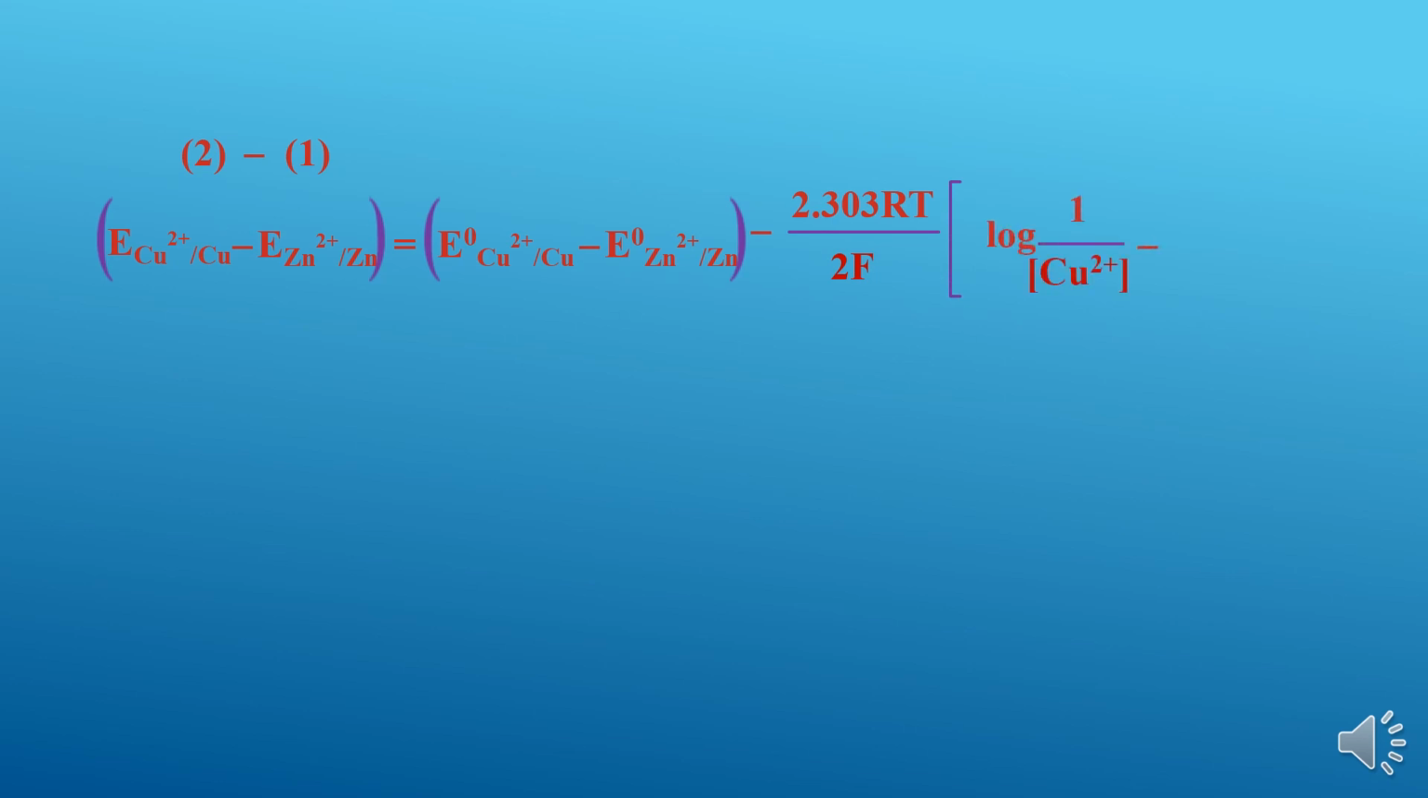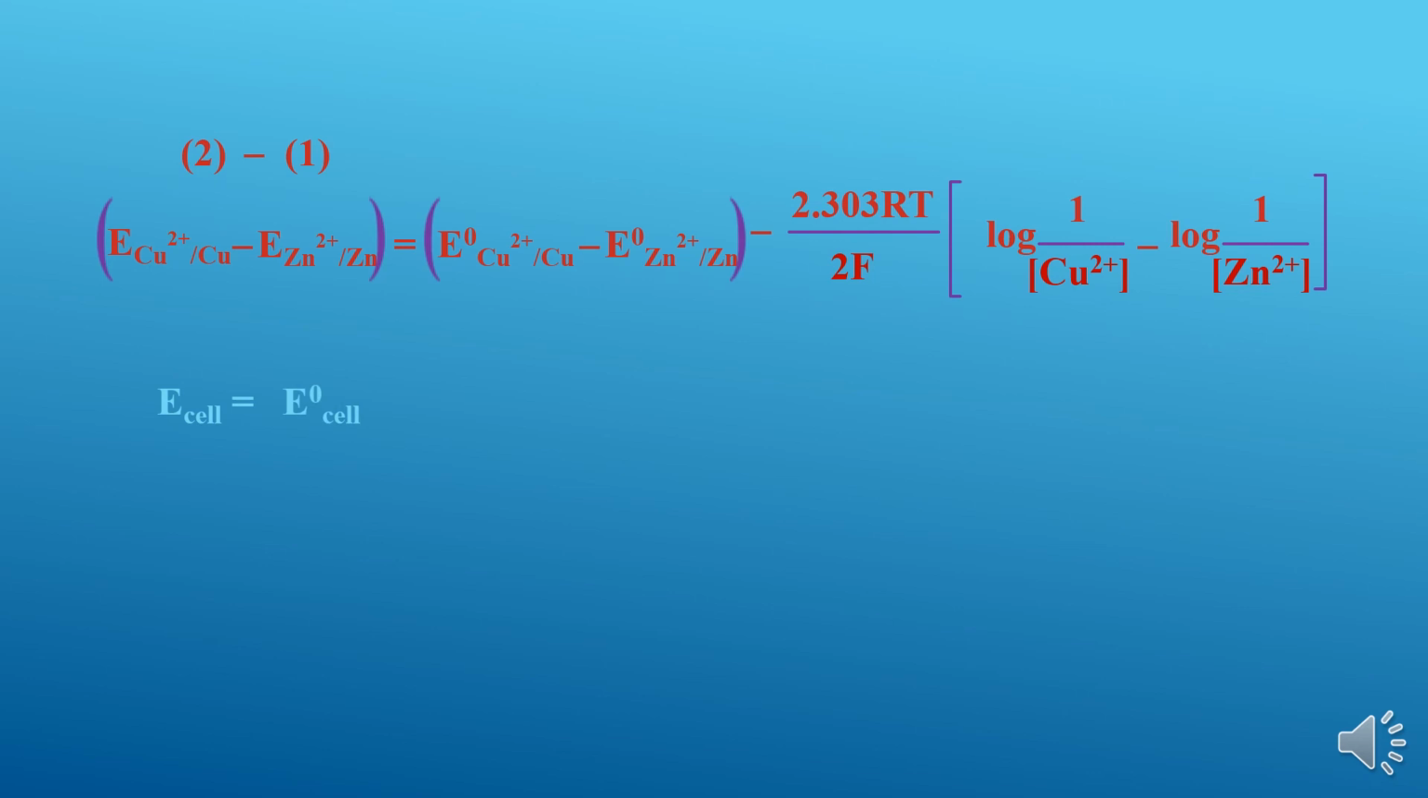Let's do equation 2 minus 1. Here we have E of Cu2+/Cu, the electrode potential of copper, minus the electrode potential of zinc, is equal to E naught of Cu2+/Cu minus E naught of Zn2+/Zn. That means SRP of copper minus SRP of zinc, minus 2.303 RT by 2F, which is a common term, I'll take it outside, log of 1 by Cu2+ minus log of 1 by Zn2+.